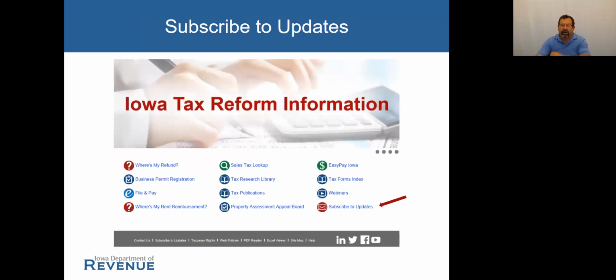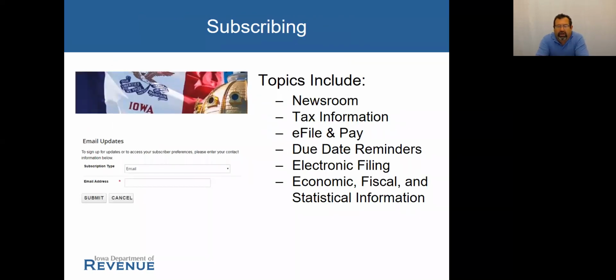You can also subscribe to updates with the department, and you will get email updates as they become available. They have specific information you can sign up for. Topics include newsroom, tax information, e-file and pay, due date reminders, electronic filing, economic, fiscal, and statistical information, and information on specific industries.